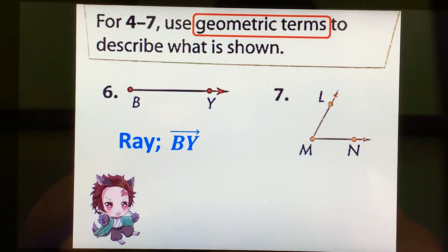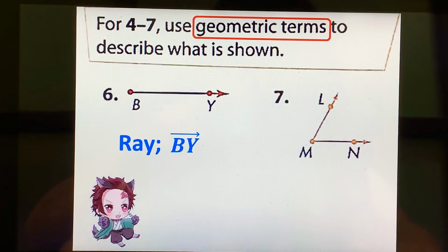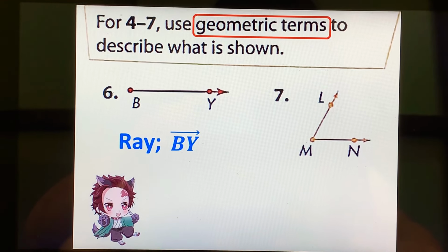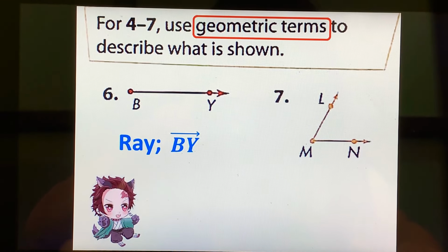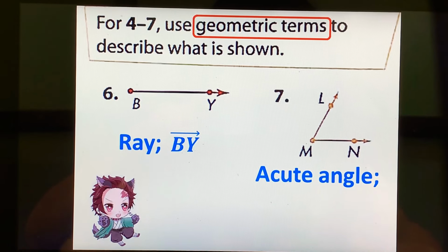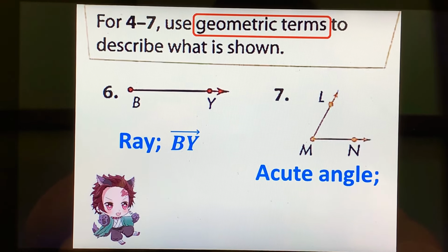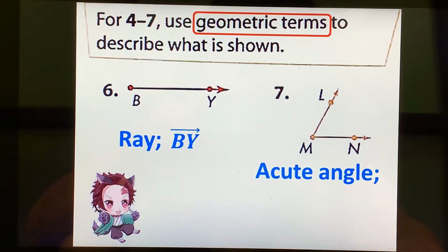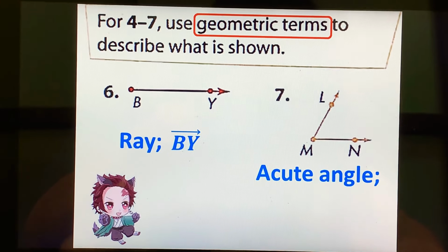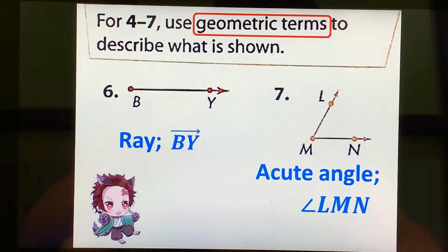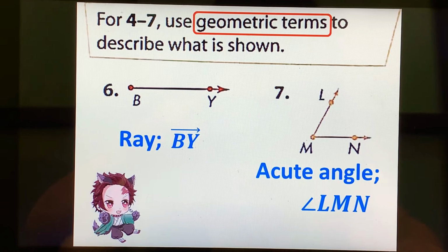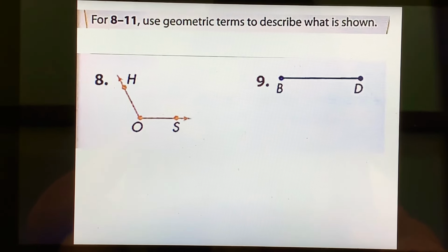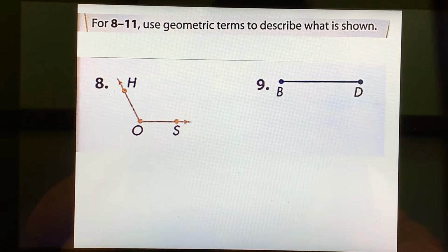What is number 7? What kind of angle is it? 第7题这是什么样的角呢？还记得吗？That's right. It's an acute angle. Acute angle. 锐角。How do we label it? Angle LMN. 一样就直接画一个角符号，然后写3个字母 LMN. Let's move on. Number 8, what kind of angle is it?